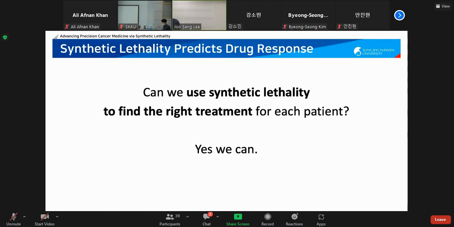In that session, I introduced that we can use the concept to identify new drug targets by identifying the synthetic lethal partners of cancer drivers. And here I also want to tell you how we can use the concept to identify those patients who will have a better response to a given cancer treatment.